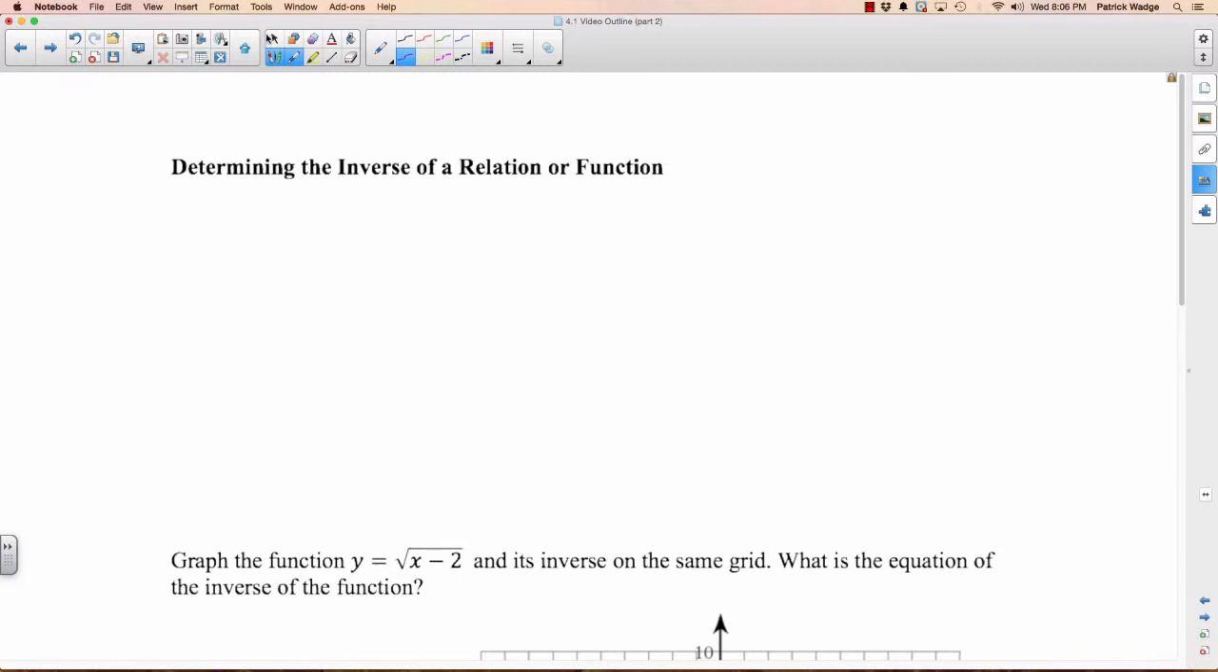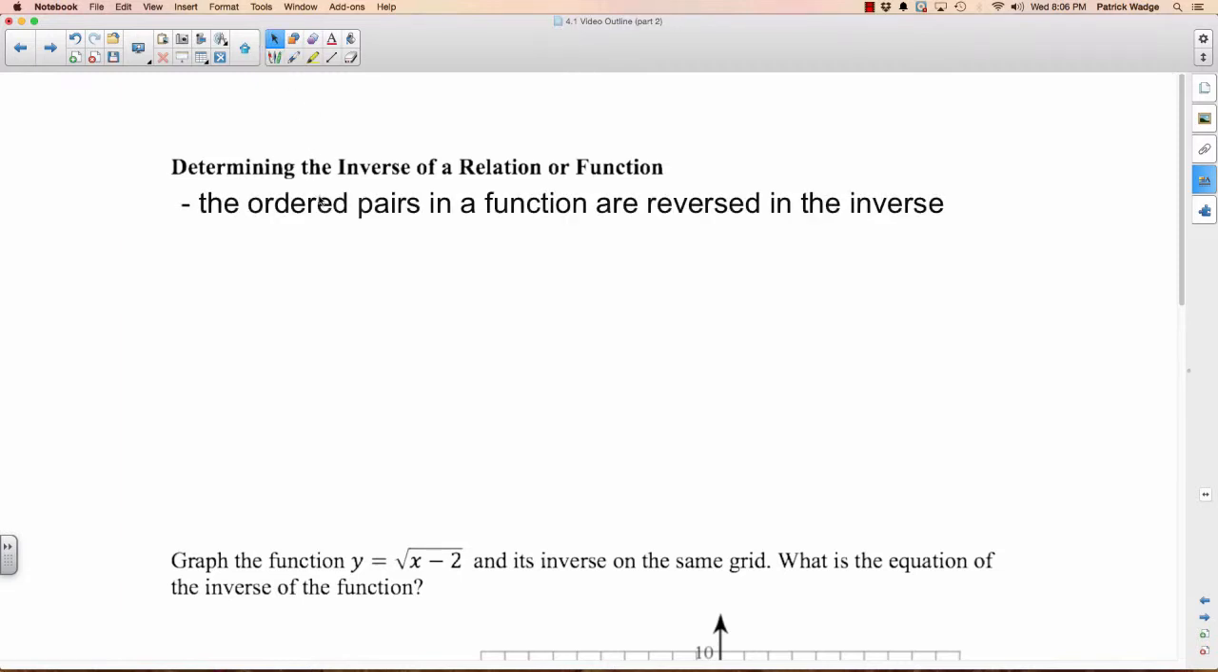Here we go. We'll write them down for you. Number 1, the ordered pairs in a function are reversed in the inverse. So I already talked about that. If there's a function and I told you that one of the points in the function is -4, 2.5, give me a point that must be in the inverse function. 2.5, -4.